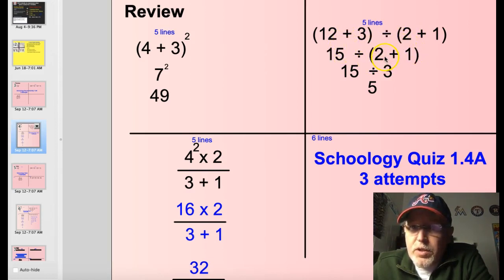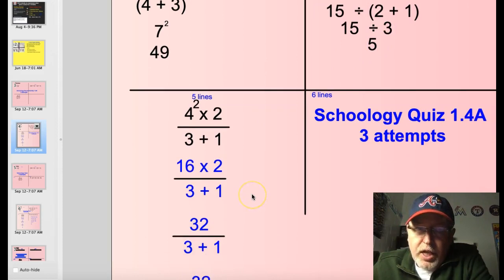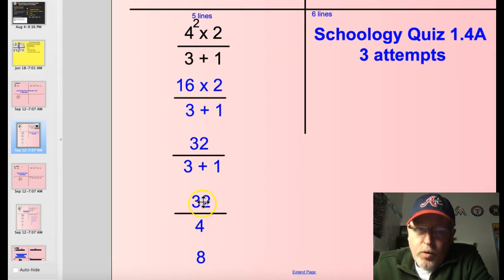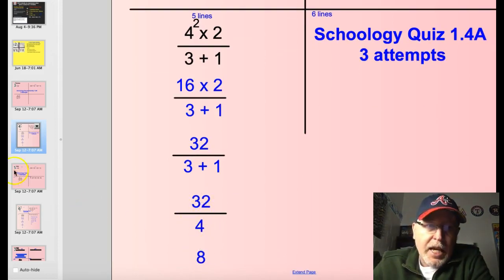Now you have another set of parentheses. 2 plus 1 is 3. So then you got 15 divided by 3, which is 5. That's real straightforward. This one, a little tricky with the exponent and the division, but just do everything on top. 4 squared is 16 times 2. 16 times 2 is the next step. That's 32. 3 plus 1 is the next step. That's 4. 32 divided by 4 is 8.